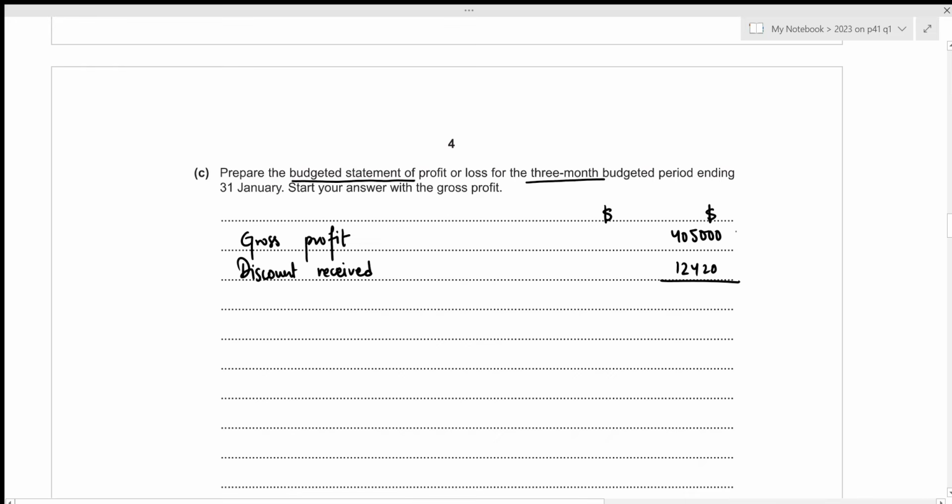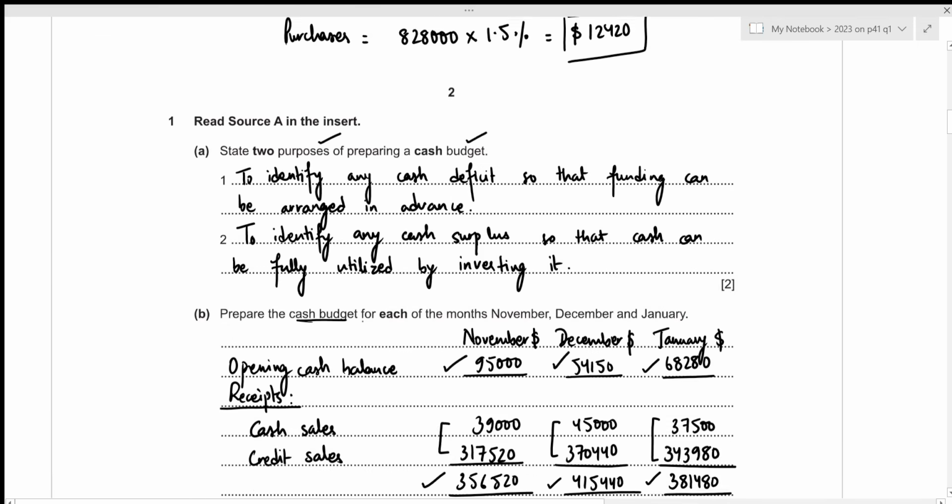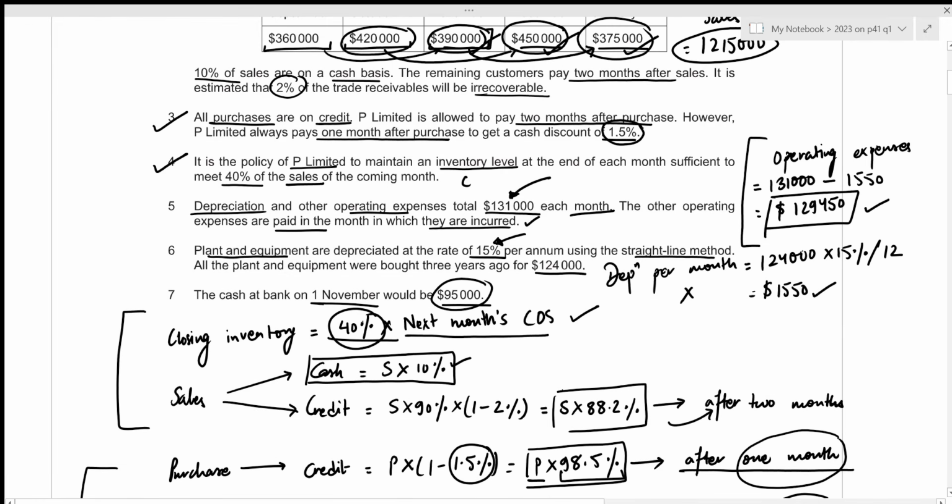Let's calculate the total of our gross profit and the income. That's 405,000 plus 12,420, which results in 417,420. Now we need to include all of our overheads. So the very first overhead will be our operating expenses. And within this part, the operating expenses should also include the depreciation, because now we're talking about the statement of profit or loss. So we need to refer back to the original amount given within the question, which was 131,000.